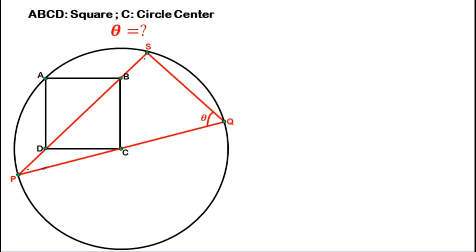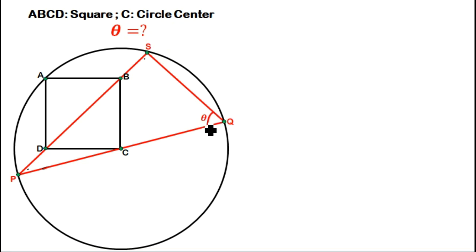Now today let us deal with this radical geometry problem. You've been given that ABCD is a square, and C is the center of the circle. So how do we find the size of this angle theta?